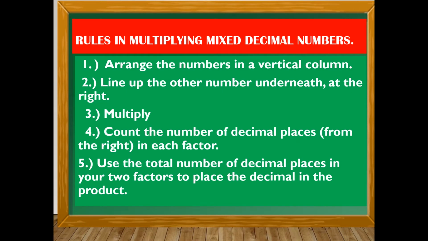1. Arrange the numbers in a vertical column. 2. Line up the other number underneath at the right. 3. Multiply. 4. Count the number of decimal places from the right in each factor. Use the total number of decimal places in the 2 factors to place the decimal in the product.